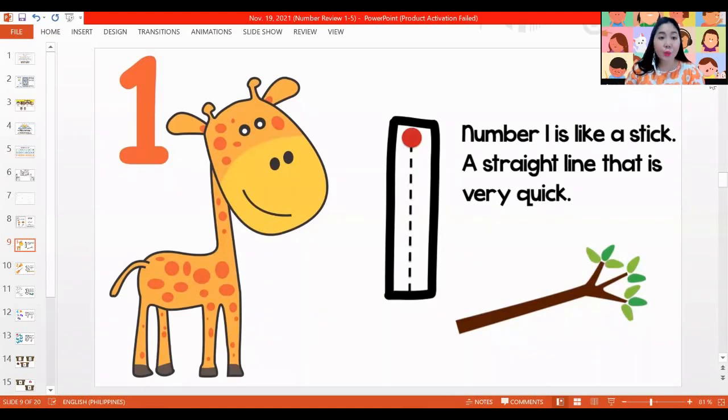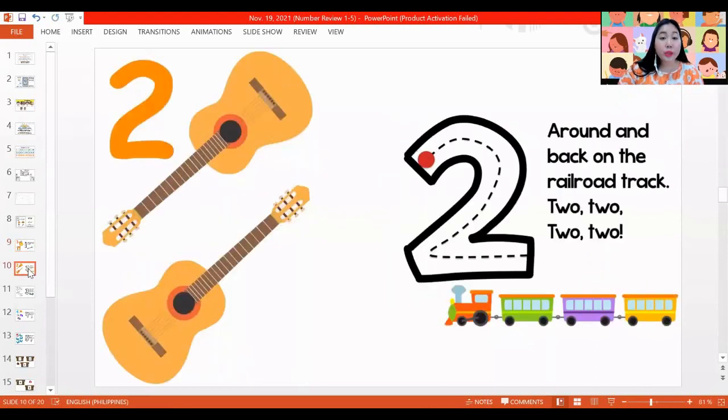Now that we're done with number 1, let's proceed to the next number, which is the number 2. Let's count how many guitars first. 1, 2. We have 2 guitars. Now let's make number 2 together. Let's start at the top.